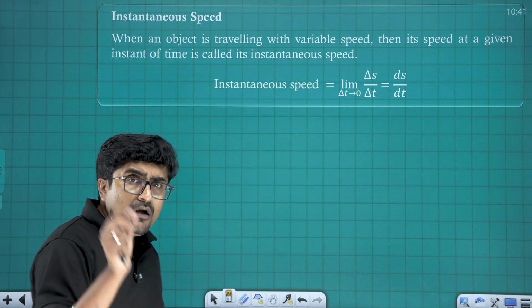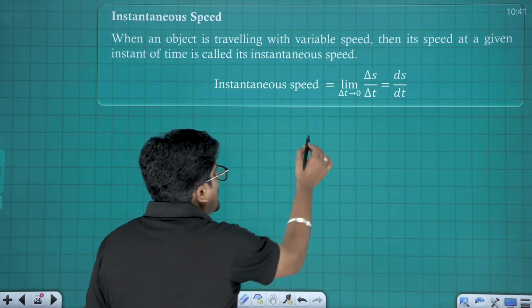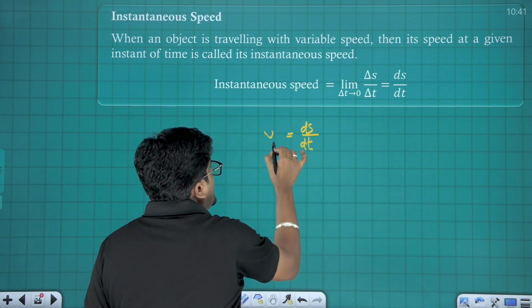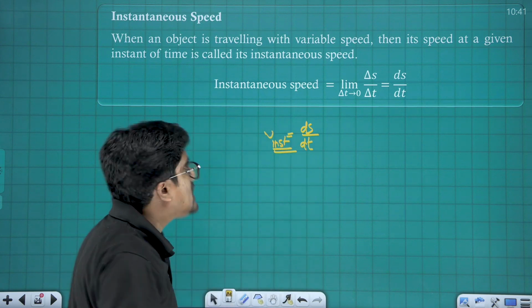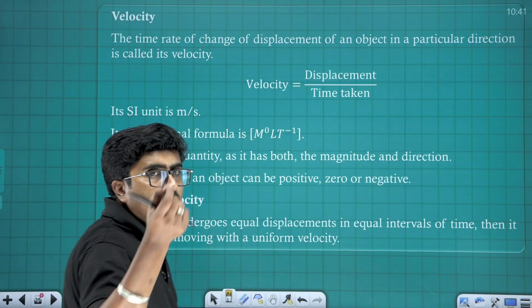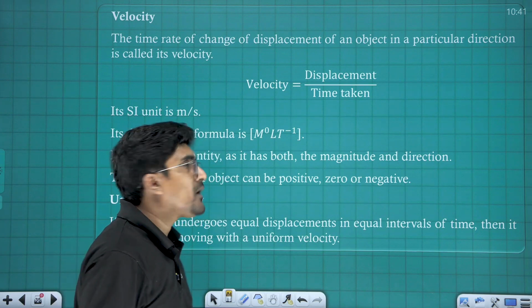And from there, we are providing a very small interval of time. In that small interval of time, if ds is the distance traveled by the body, then ds by dt is the instantaneous speed of the body. Instantaneous speed means nothing but what we get from the speedometer at a given instant of time.